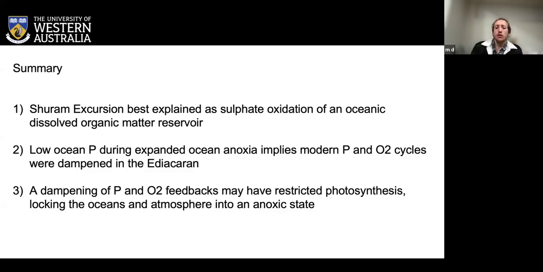Low ocean phosphorus during periods of ocean anoxia implies that the modern phosphorus feedbacks that we see were dampened in the Ediacaran. And as a result, this may have locked the Ediacaran and potentially much of the Precambrian oceans into a low O2 state because we don't have that P feedback to drive our O2 levels higher.